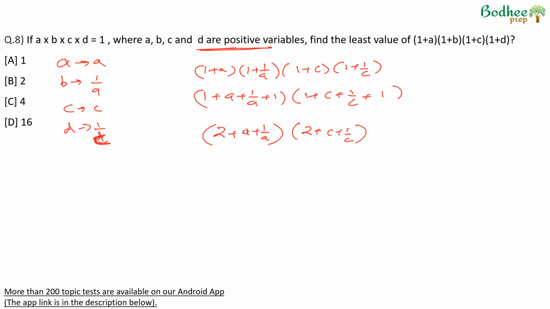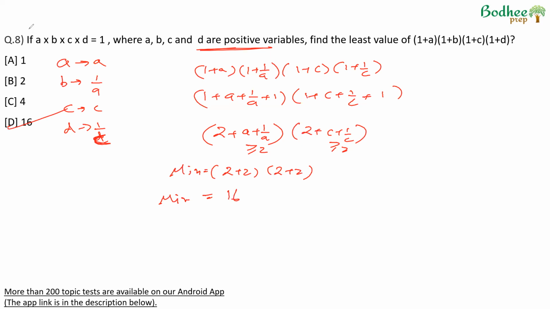We know that the sum of two positive numbers which are inverses of each other has to have a value of at least 2. So the minimum value of this expression will be 2 plus 2 into 2 plus 2. Anything else will be more than this. And therefore 2 plus 2 is 4, 2 plus 2 is 4. The minimum value possible for the expression is 16.